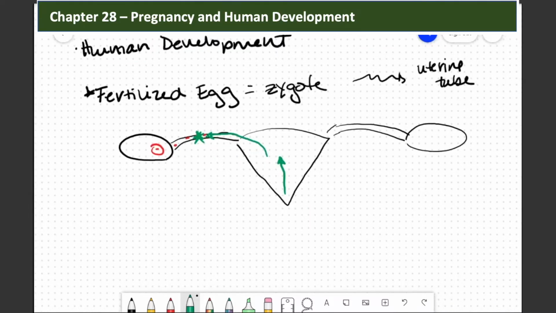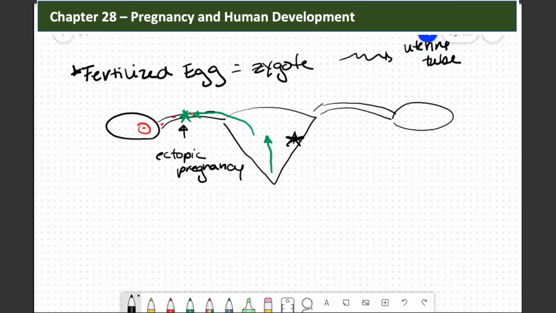Now, if this fertilized egg will then implant right here, this is usually going to cause challenges, which would be called an ectopic pregnancy. Ectopic means that the pregnancy is being implanted somewhere outside of where it should be. Where it should be implanted is in the wall of our uterus, but an ectopic pregnancy means our fertilized egg is actually implanting outside of that. They're usually going to present with challenges.